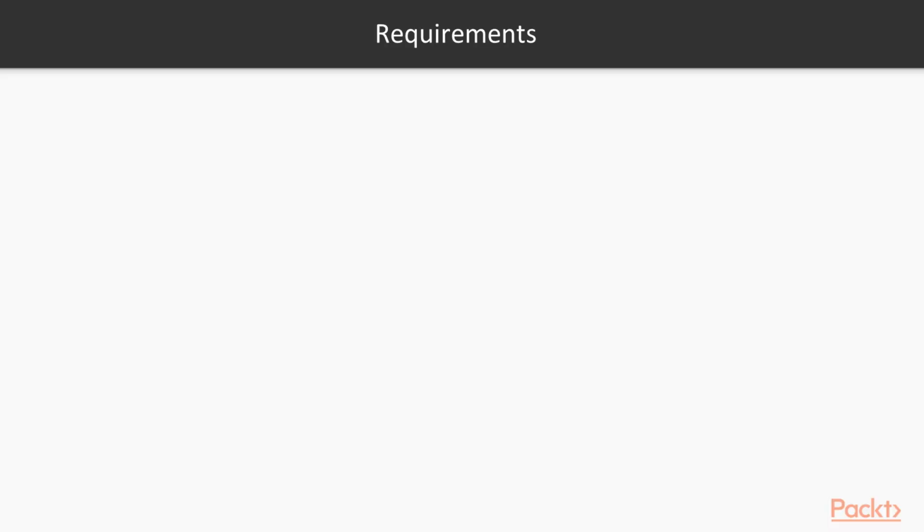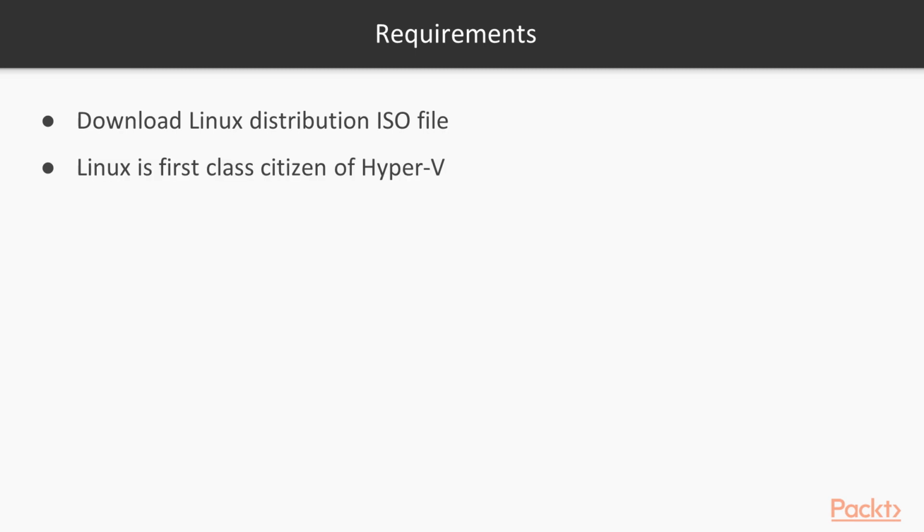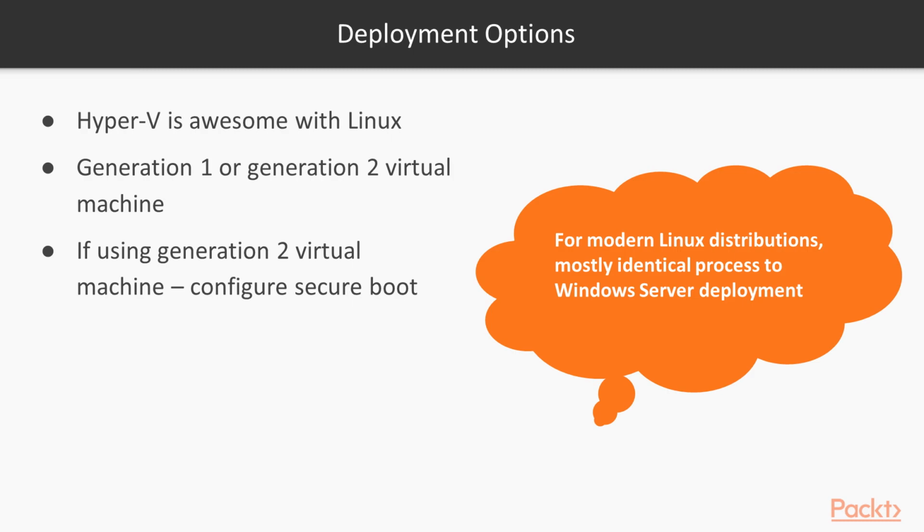Requirements. Requirements are actually very, very simple, especially if you have a Linux distribution that already has the Linux integration services. You really need to just download the ISO file of the Linux distribution. It's actually pretty straightforward. Remember, Linux is a first-class citizen of Hyper-V. So it's the same process as you would follow to install and deploy Windows Server. Hyper-V is awesome with Linux.